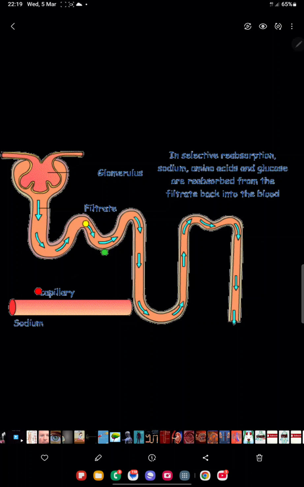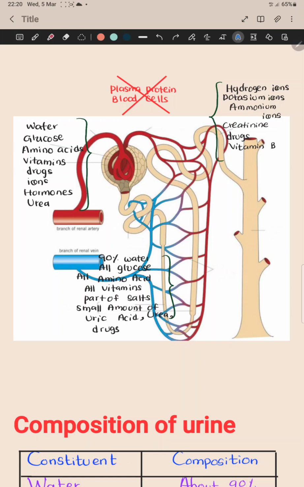The second step is selective reabsorption. When the ultrafiltration is done, the molecules essential for the body get reabsorbed into the associated blood capillaries. From reabsorption, 90% of water, all glucose, all amino acids, all vitamins, part of the salt, and small amounts of uric acid, urea and drugs get reabsorbed into the associated blood vessels.